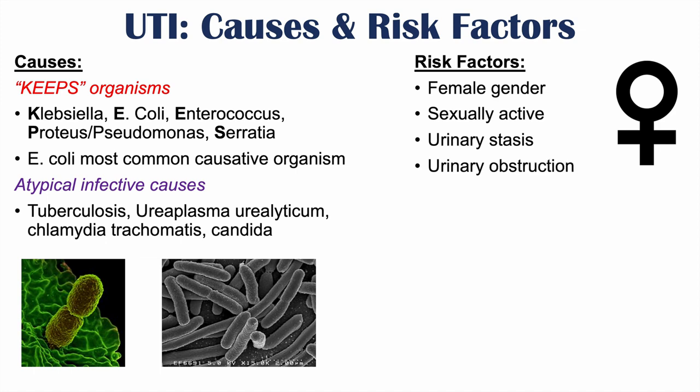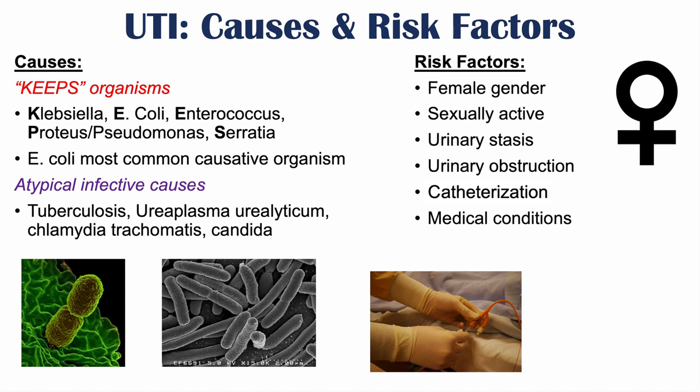Urinary obstruction due to similar reasons. If the urethra is blocked, if you're not able to actually urinate properly, organisms can climb, get around that obstruction, and get into the bladder and cause an infection. Catheterization. Catheterization can increase the risk for getting a UTI. This is because bacteria can adhere and climb the plastic of the catheter and get into the bladder that way.